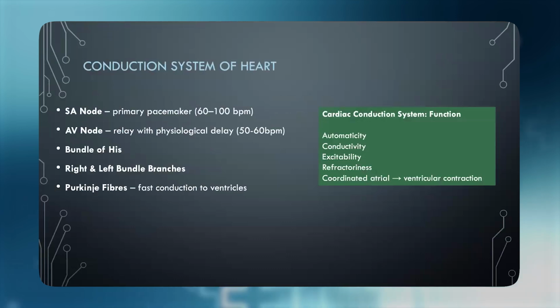So, conduction system of the heart, as you all know, structurally we have the SA node, the sinoatrial node, the atrioventricular node, the AV node, then the bundle of His, then the right and left bundle branches, and Purkinje fibers.